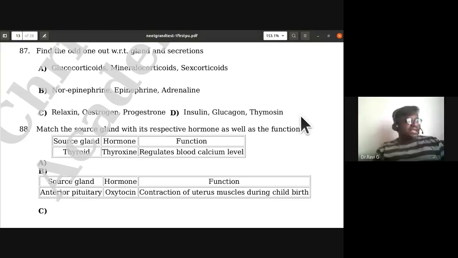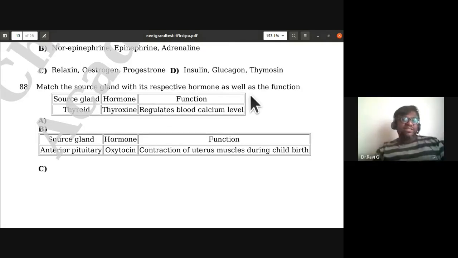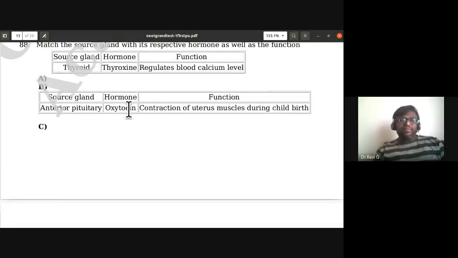So 87th is the answer. D is the answer. Match the source gland with its respective hormone as well as the function. Okay, so A, they have given source gland thyroid, hormone thyroxine, function regulates blood calcium level. B, this is going to be wrong. Function. Okay, anterior pituitary, oxytocin. Oxytocin is by posterior pituitary. So this source gland is wrong in B.